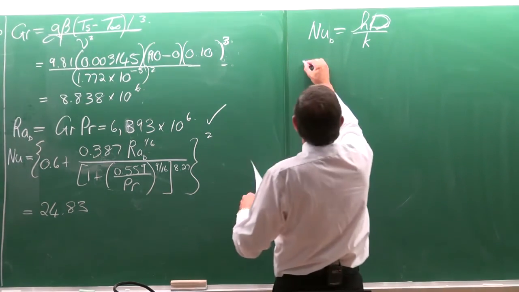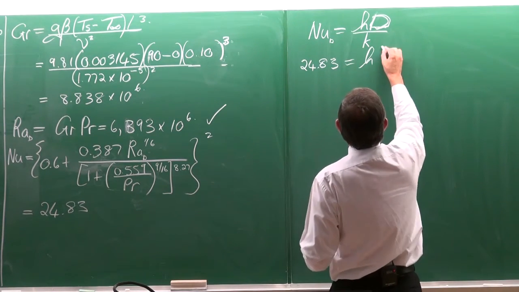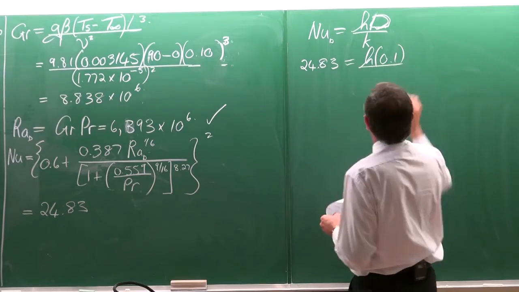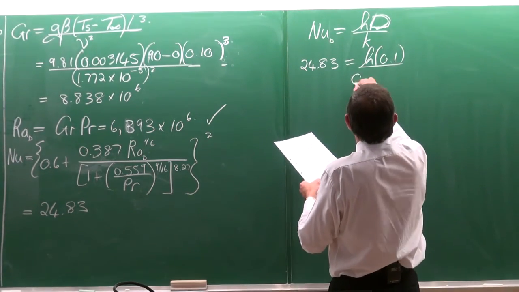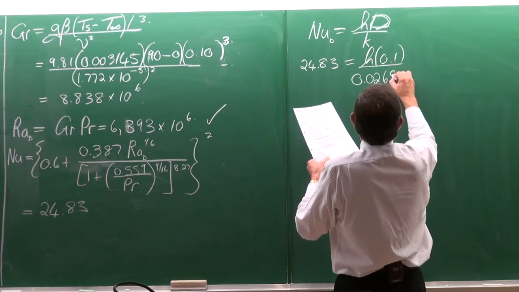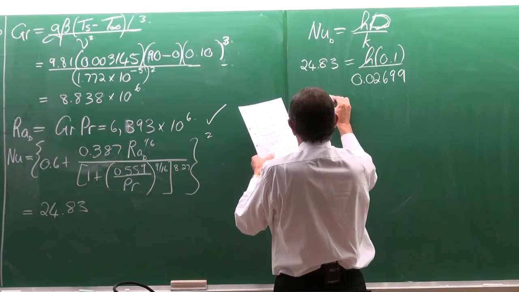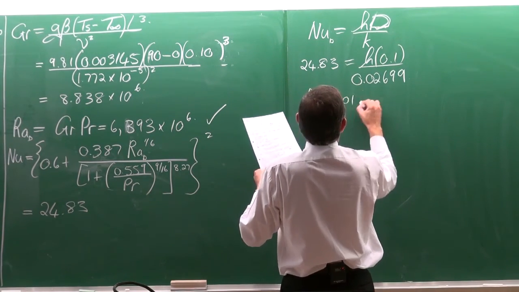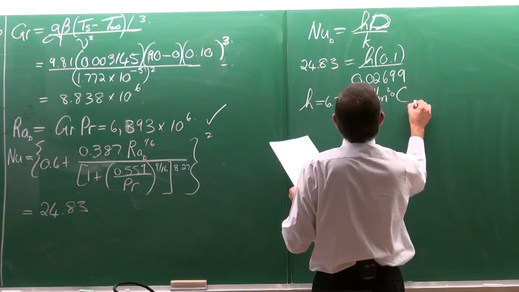So the Nusselt number is equal to 24.83. It's equal to the heat transfer coefficient multiplied by the diameter, which is 0.1, divided by the thermal conductivity, which is equal to 0.02699, from which we can get the heat transfer coefficient as 6.701 watts per square meter degree Celsius.